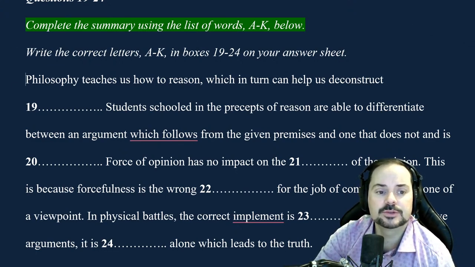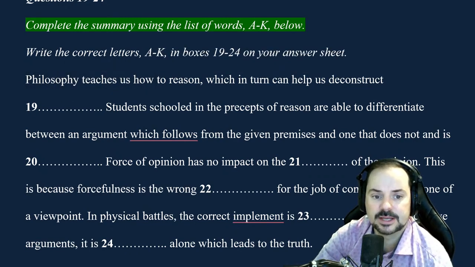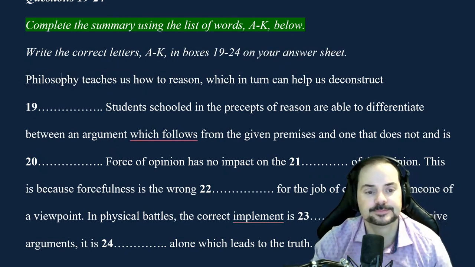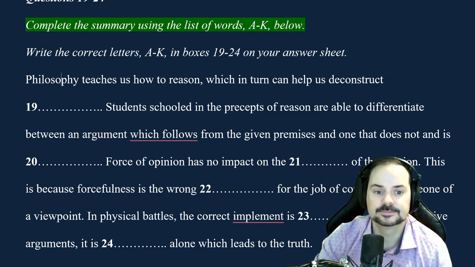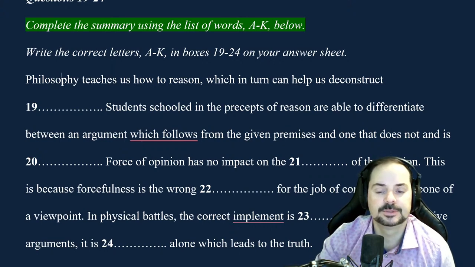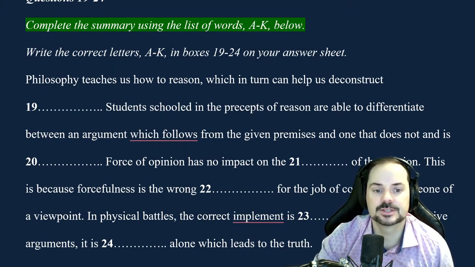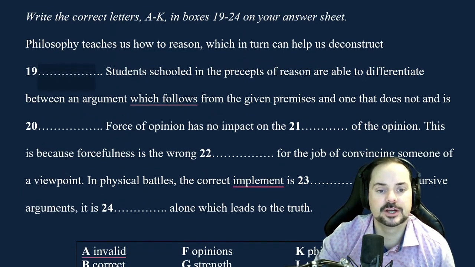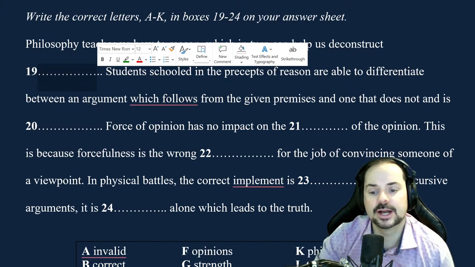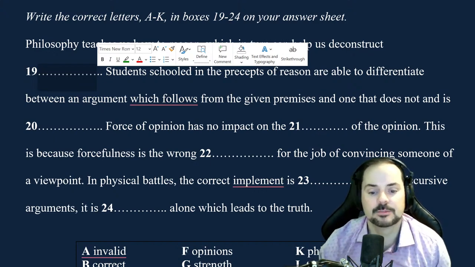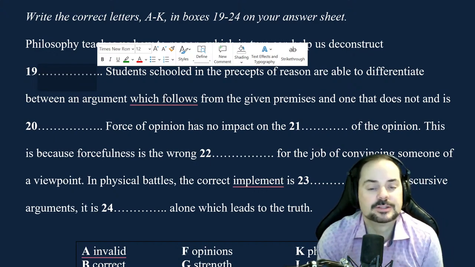Ibshita, go ahead and start reading from here. Philosophy teaches us how to reason. Read that part, Ibshita. Philosophy teaches how to reason, which in turn can help us deconstruct. Deconstruct what? So it helps us to reason, which in turn helps us deconstruct. So what would you put in here? Don't look at the answers if possible, just from your own ideas or your own thoughts. What does it help us deconstruct?